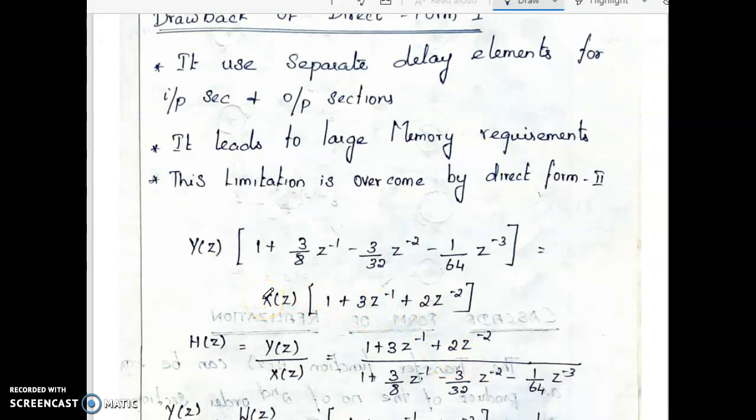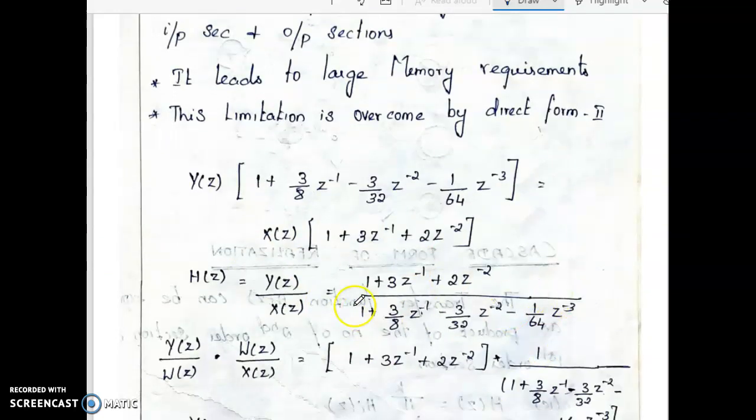We know that the impulse response of the system is nothing but the output by input. So I am considering that as H(z), in terms of the z transformation. So H(z) is equal to Y(z) by X(z). Equating these terms and cross multiplying, we get the equation 1 plus 3 z power minus 1 plus 2 z power minus 2 over the denominator.